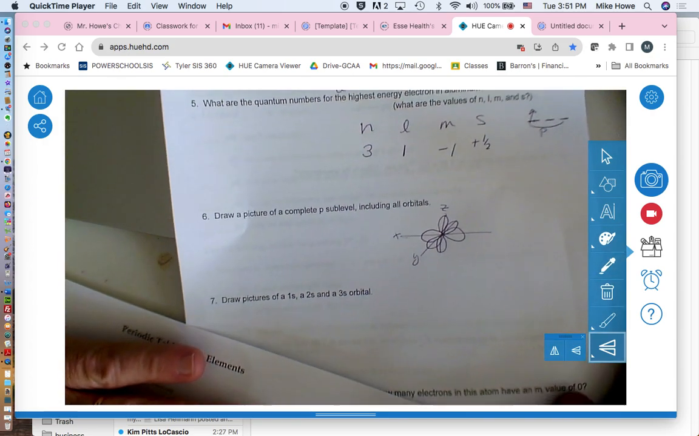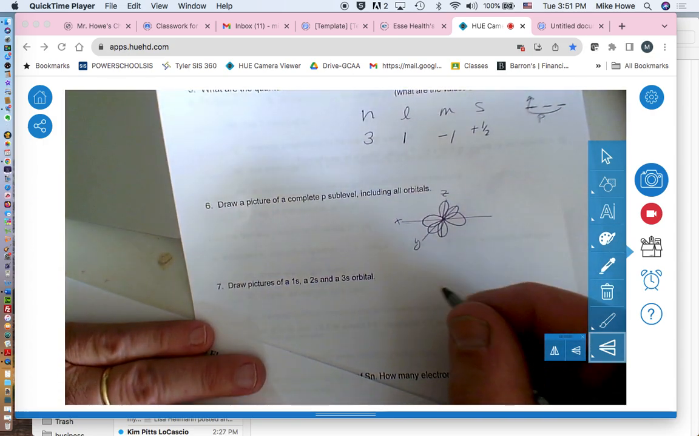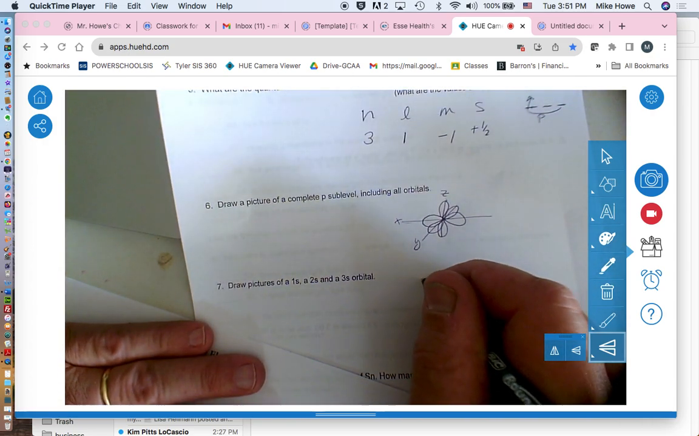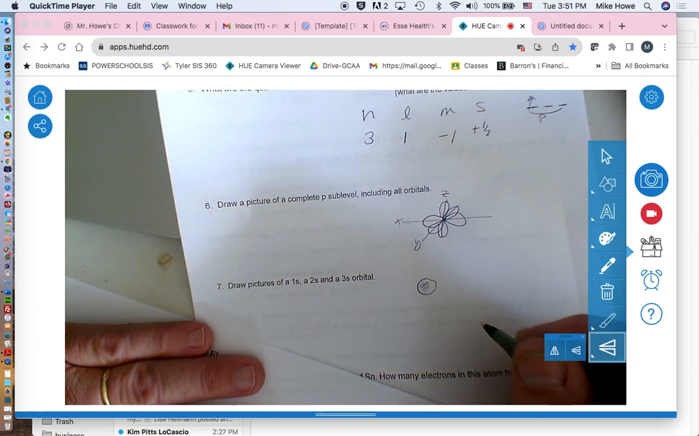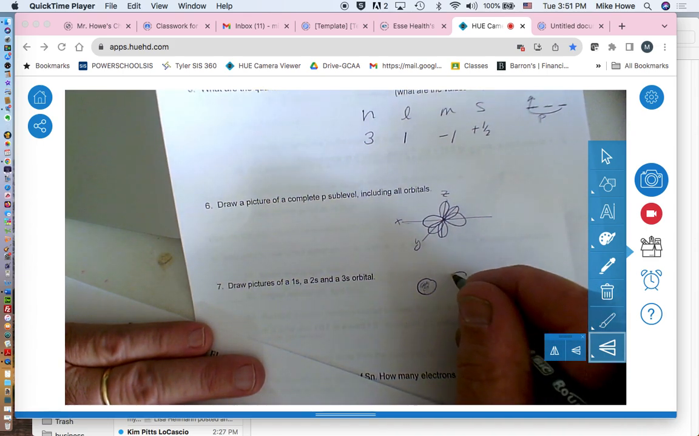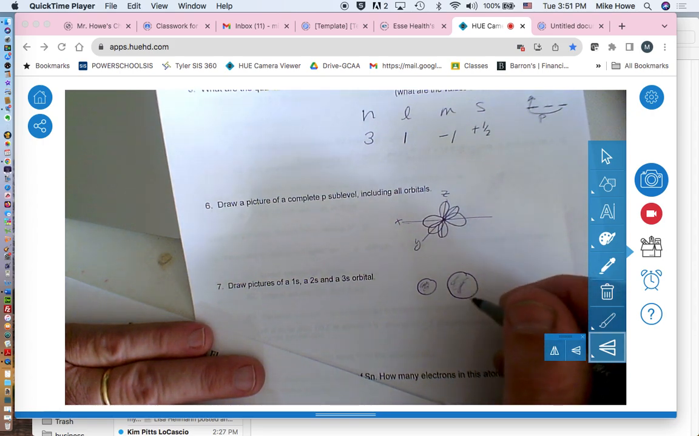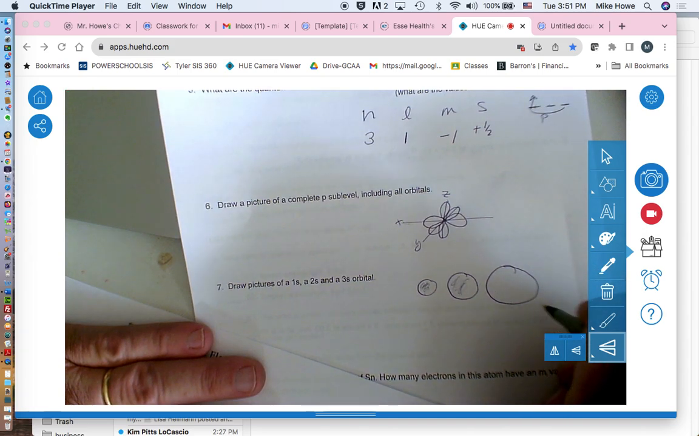Next, let's draw a picture of a 1s, a 2s, and a 3s orbital. S orbitals are all spherical. I can't really draw a sphere, but kind of like that. And then the 2s would be bigger, kind of like that. And the 3s would be bigger still. Now, of course, these are all really waveforms. So visualize a wave going through, but the outside would make this spherical shape, kind of like that.